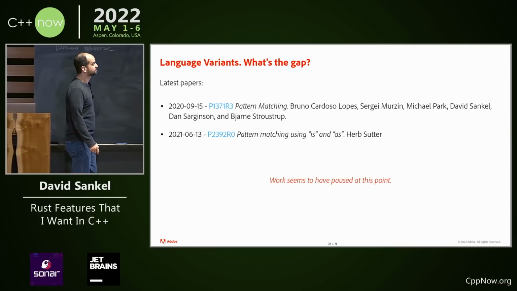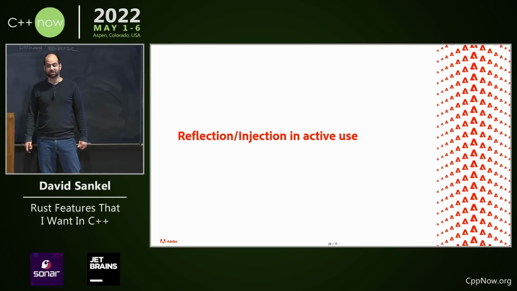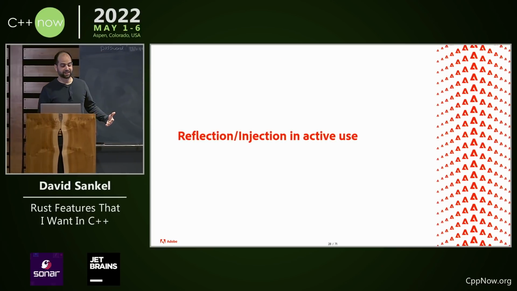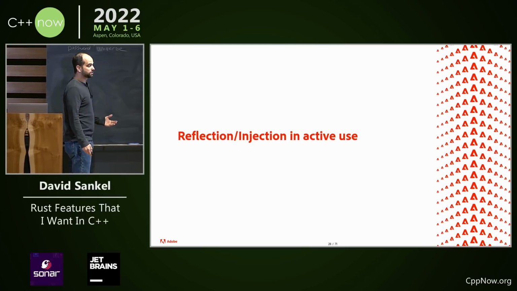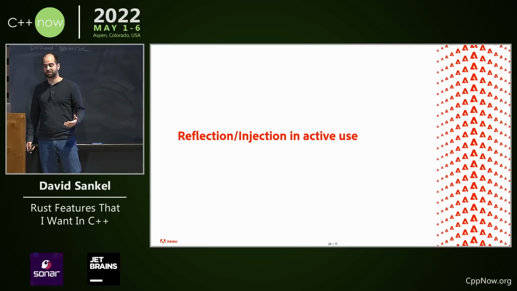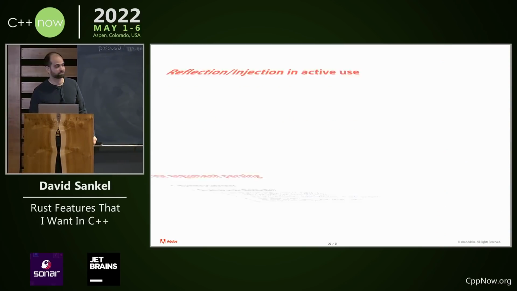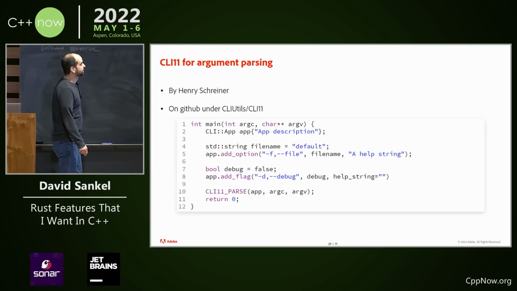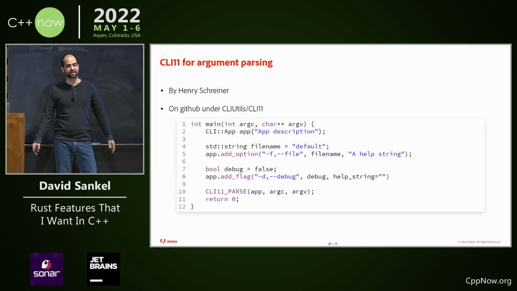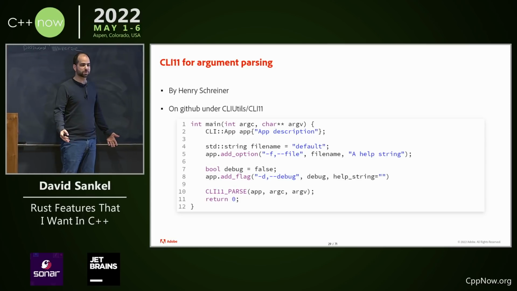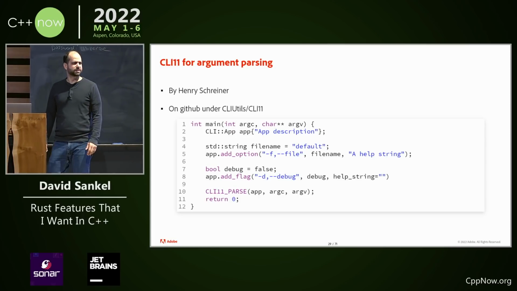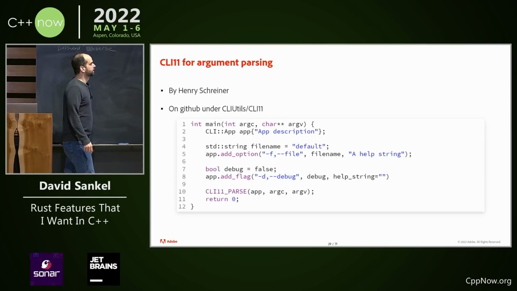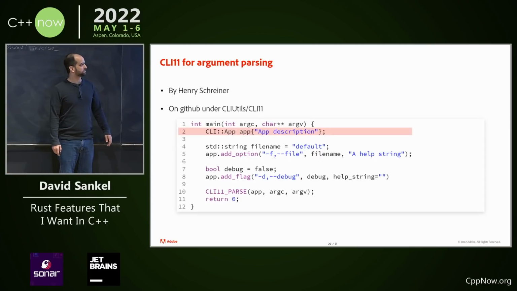Let's talk about something else. Let's talk about reflection and injection and active use. All right, and we'll see what I mean by active use in a minute. But let's talk about C++ first. So there's this library called CLI 11. It's a cool library, right? It's decent. I think Bloomberg recommends this for modern code. Not that it matters to me anymore.